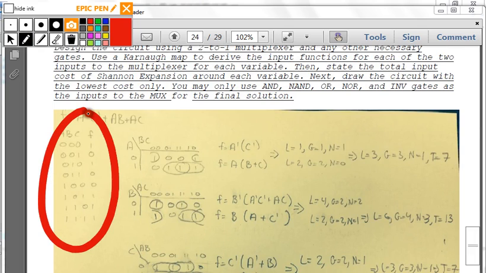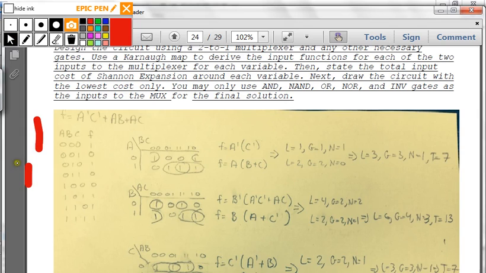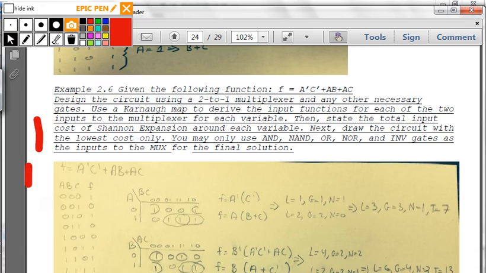and I'm going to phrase it this way. I'm going to say, given the following truth table, design the circuit using a 2-to-1 multiplexer and any other necessary gates. Use a Karnaugh map to derive the input function around variable A, variable B, or variable C, which one I'm going to put on the exam. Then state the total input cost of Shannon expansion around that variable. Then next, draw the circuit.